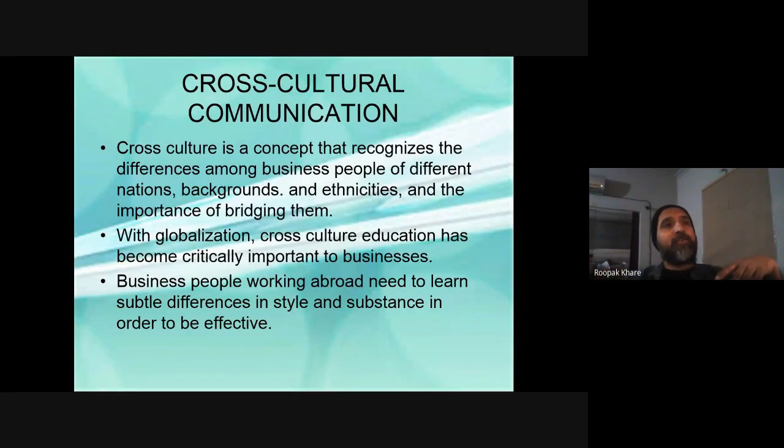And globalization means companies from one country working in multiple countries, and people from one country buying from companies in other countries, and those companies selling there, all that. So that's globalization, a lot of cross-cultural interaction happening. Business people working abroad need to learn subtle differences in style and substance in order to be effective.